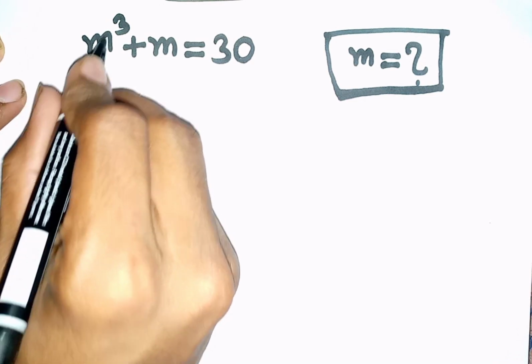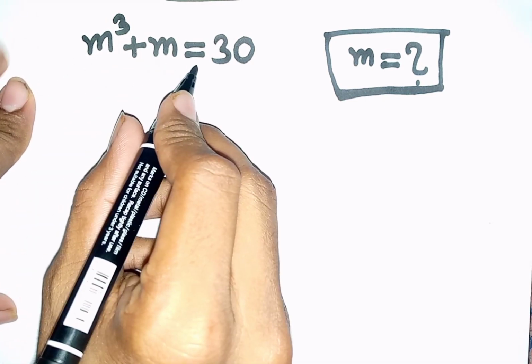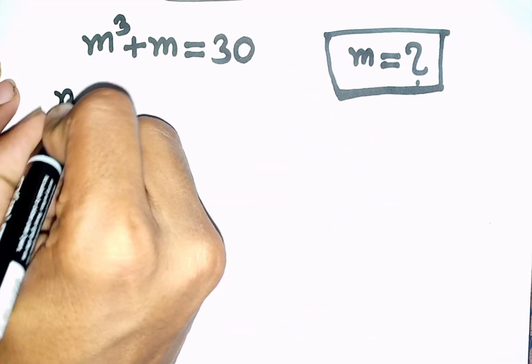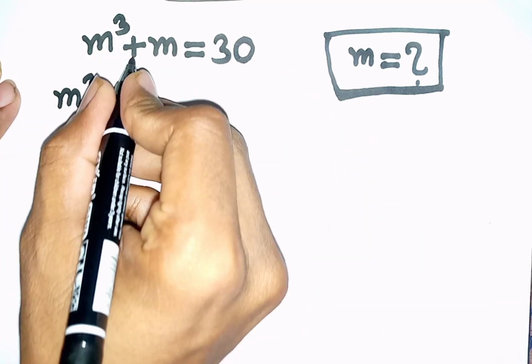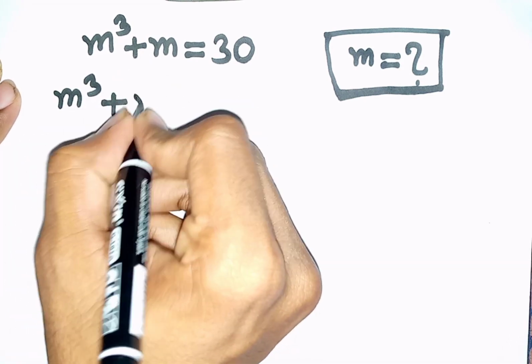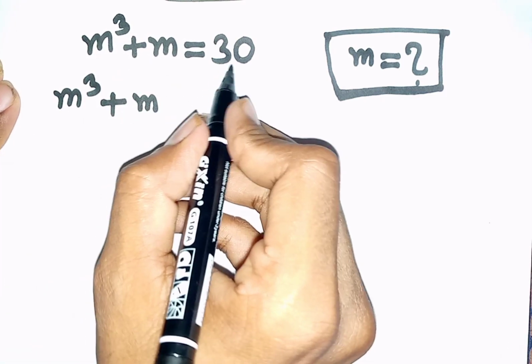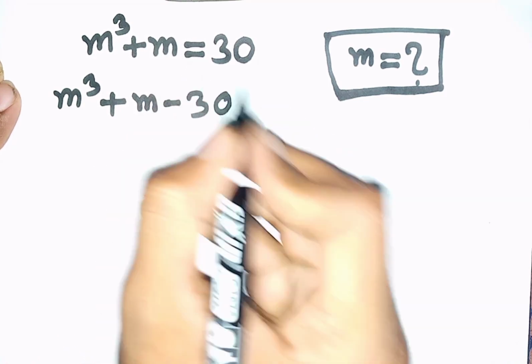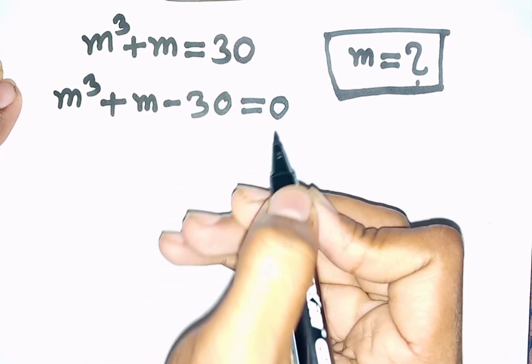How to solve m power 3 plus m is equal to 30. Find the value of m. So we have m power 3 plus m, then plus 30, take to the left side, so this will be minus 30 is equal to 0.